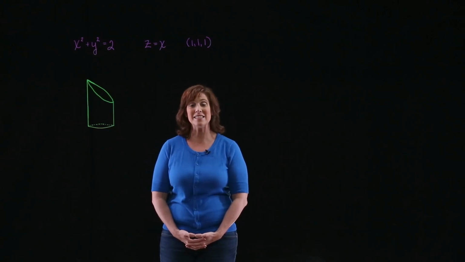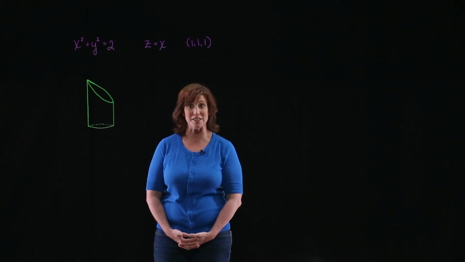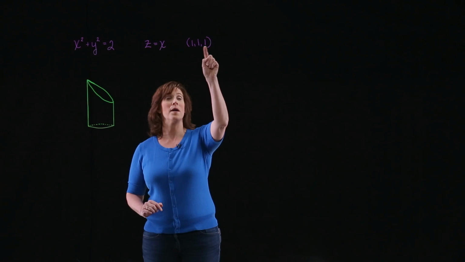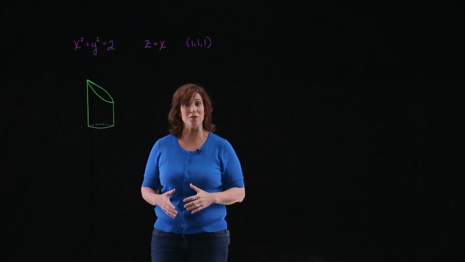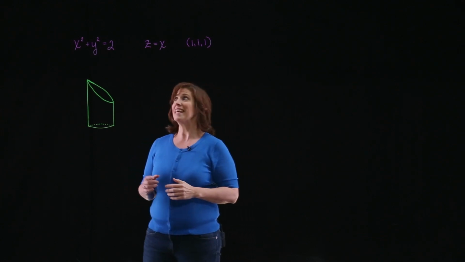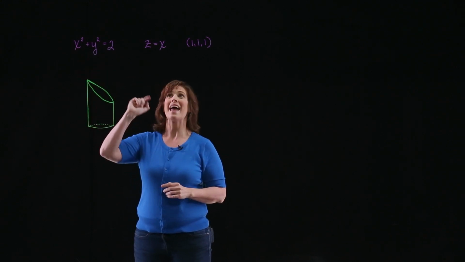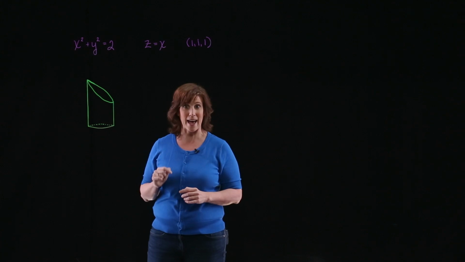Hello, I'm Cheryl. In this problem, we're asked to find a set of parametric equations that represent the tangent line at the point (1, 1, 1) to the curve that's created by finding the intersection of the surface x squared plus y squared equals 2 and the surface z equals x.